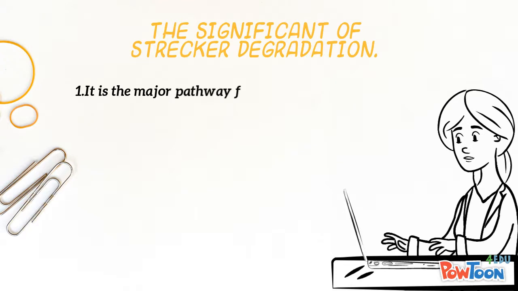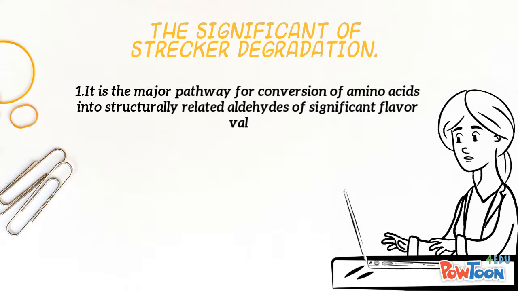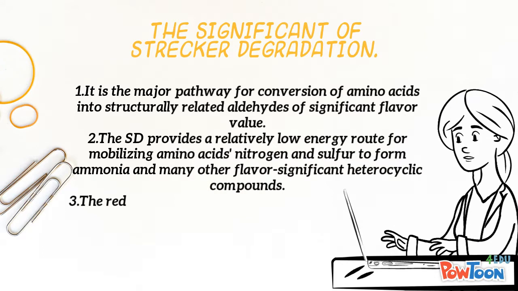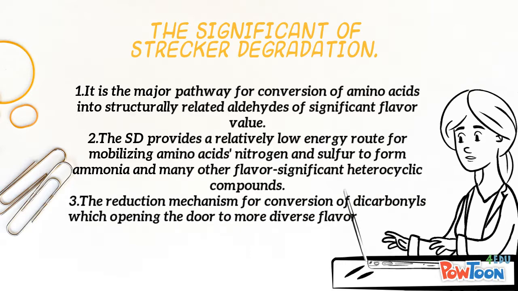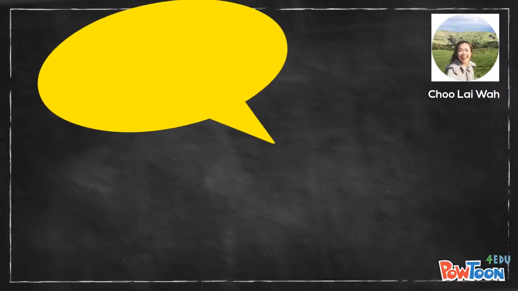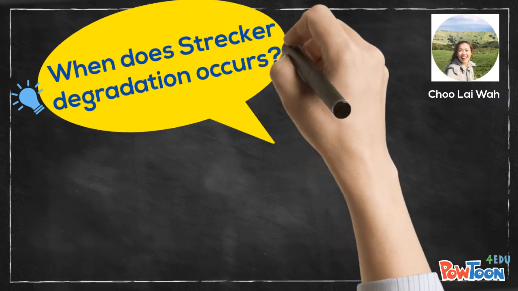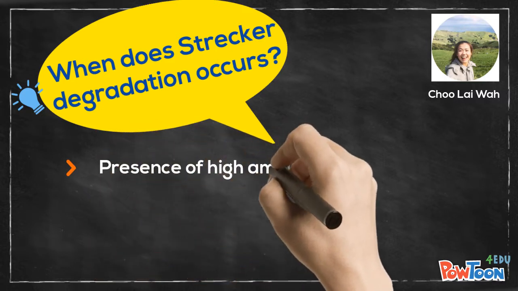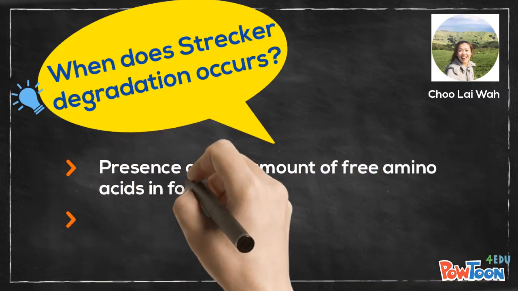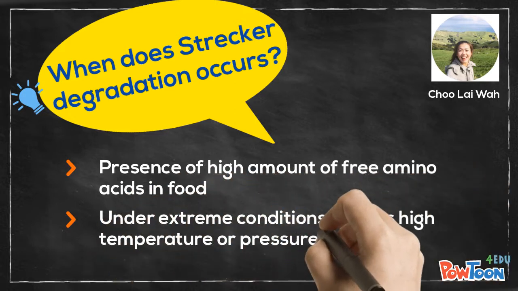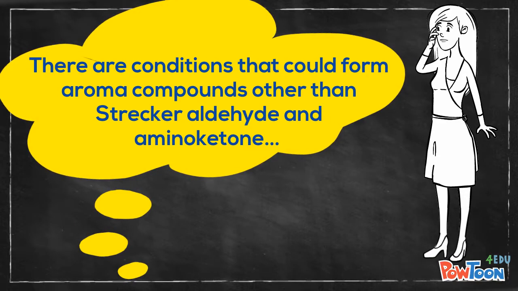To sum up, the Strecker degradation plays several roles in the formation of the flavor components in processed food. You can see from the picture. We have gone through the mechanism of Strecker degradation, and now we wonder when the Strecker degradation occurs. Strecker degradation occurs when there is a high level of free amino acids in food, or it can happen under more extreme conditions such as higher temperature or under pressure. There are some conditions that could form compounds other than Strecker aldehyde and aminoketone. Let's look at examples below.